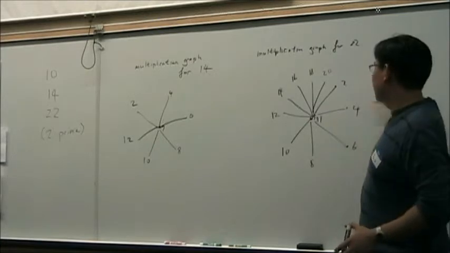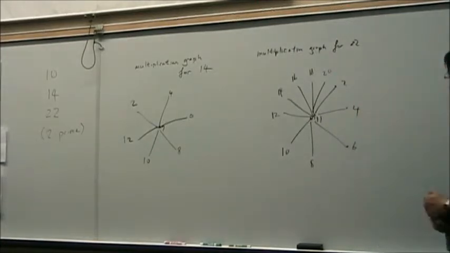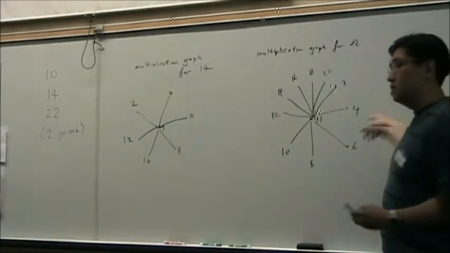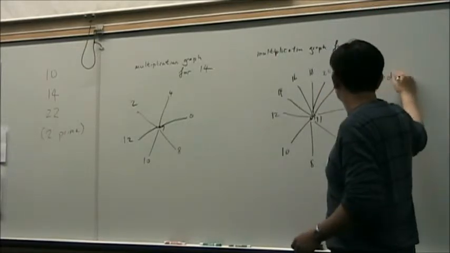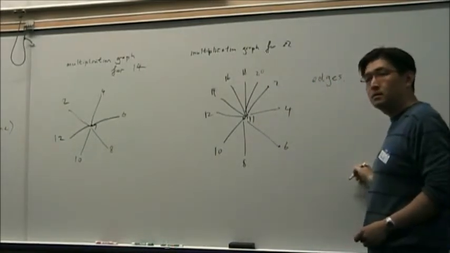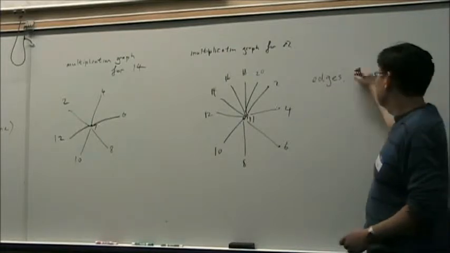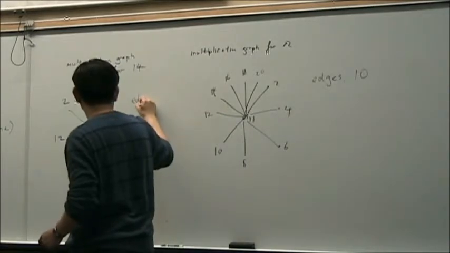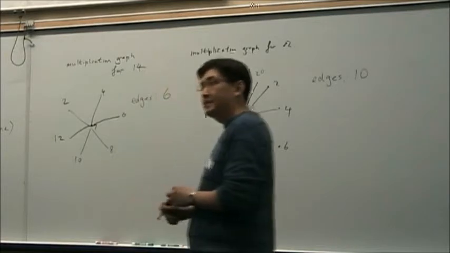So right now we're doing the multiplication graph of 22, right? How many edges does this have? Can someone just quickly count it? So there's 10 edges here. How many edges are there here? So there are 6 here, right?